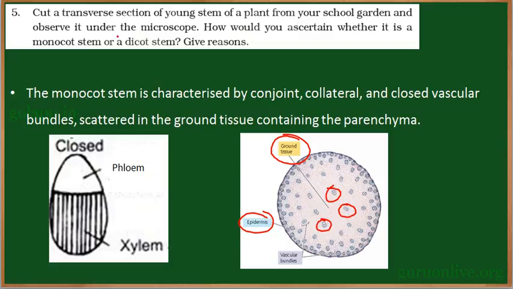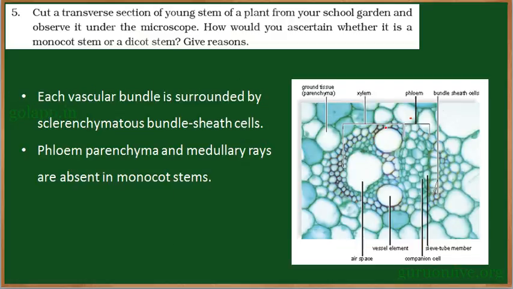The vascular bundle type is conjoint, collateral and closed. Conjoint means they share a common radius. Collateral means xylem is towards the inside and phloem is towards the epidermis. Closed means there is an absence of vascular cambium. If we consider one vascular bundle, this part is xylem and this part is phloem.